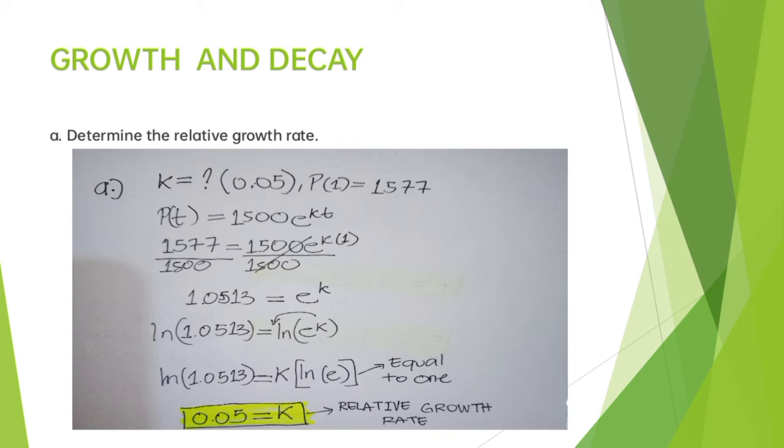Natural log of 1.0513 equals K. We all know that the natural log of e is equal to 1, so we can remove it to make it easier. Let's compute it. Natural log of 1.0513, we get 0.05, which equals K. K is the relative growth rate.